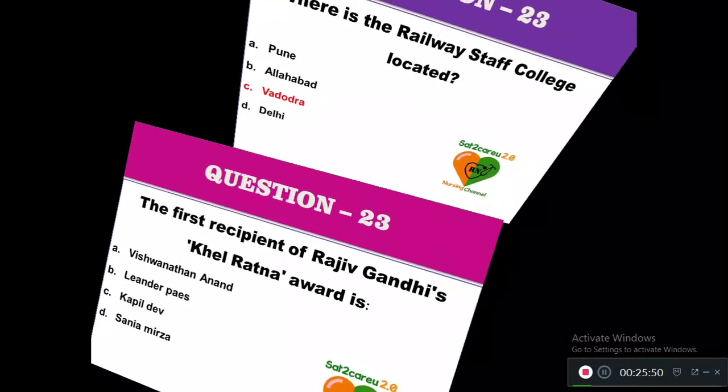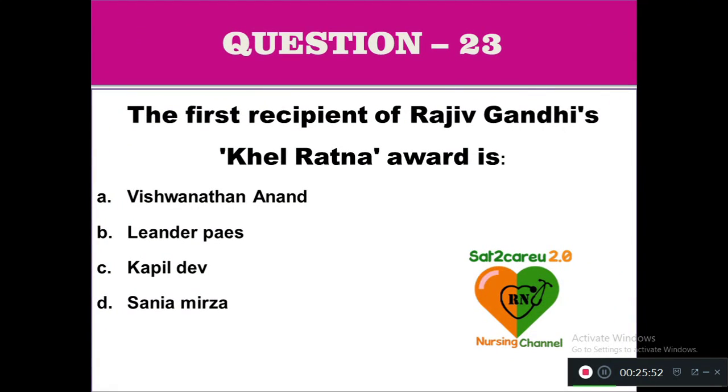Question number 24. The first recipient of the Rajiv Gandhi Khel Ratna Award is option A, Viswanathan Anand, B, Leander Paes, C, Kapil Dev, and D, Sania Mirza. The right answer is Viswanathan Anand. Next question.